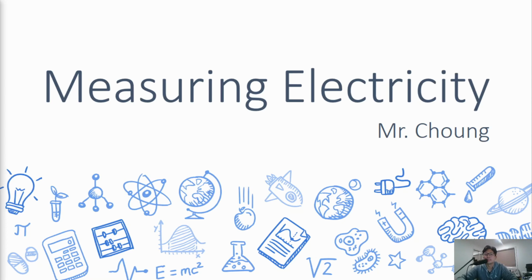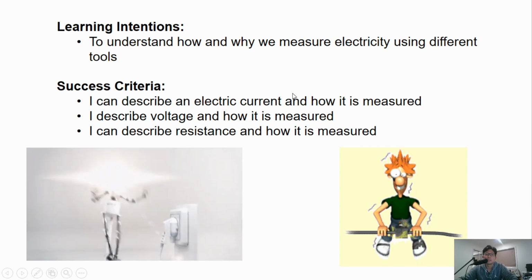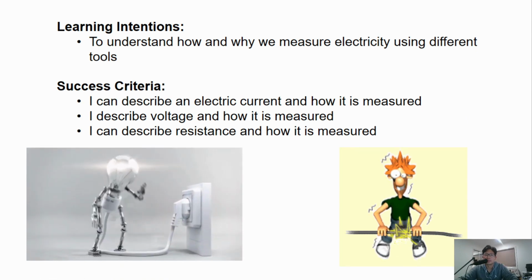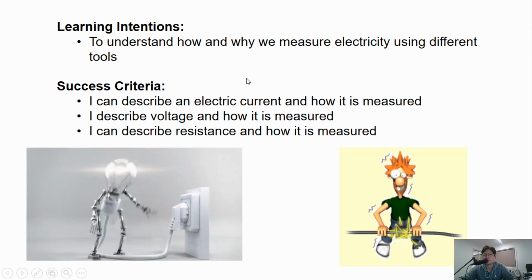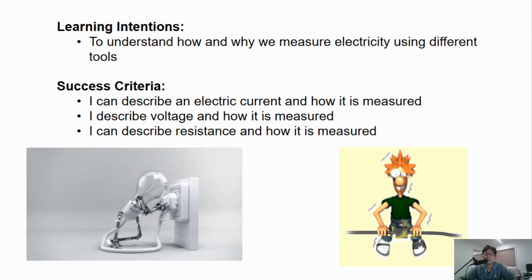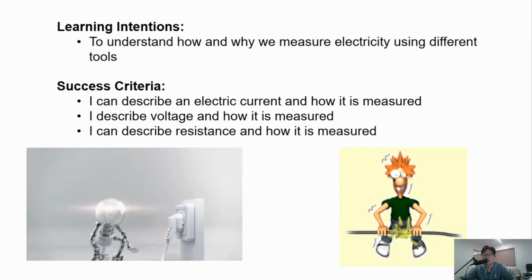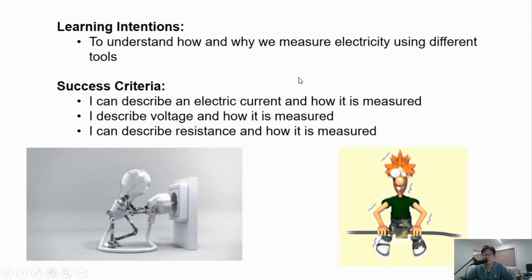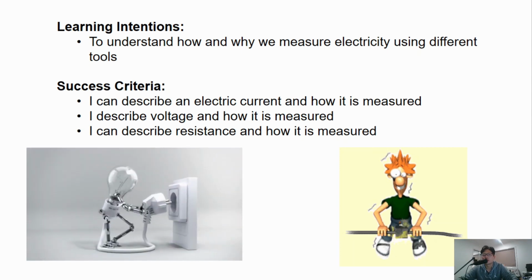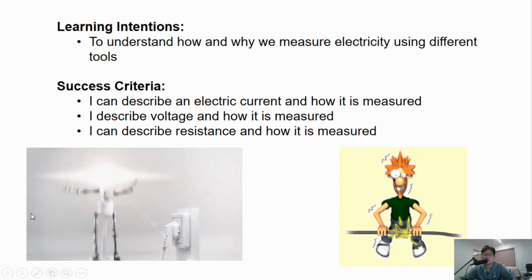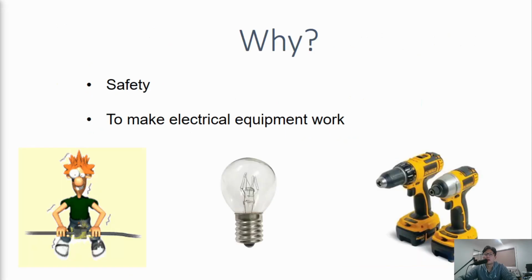Alright, so this lesson will be about measuring electricity. And the learning intention for today, let's take a minute to write these down in our exercise books, is to understand how and why we measure electricity using different tools. And by the end of this lesson, we should all be able to describe an electric current and how it is measured, be able to describe voltage and how it is measured, and finally describe resistance and how it is measured.